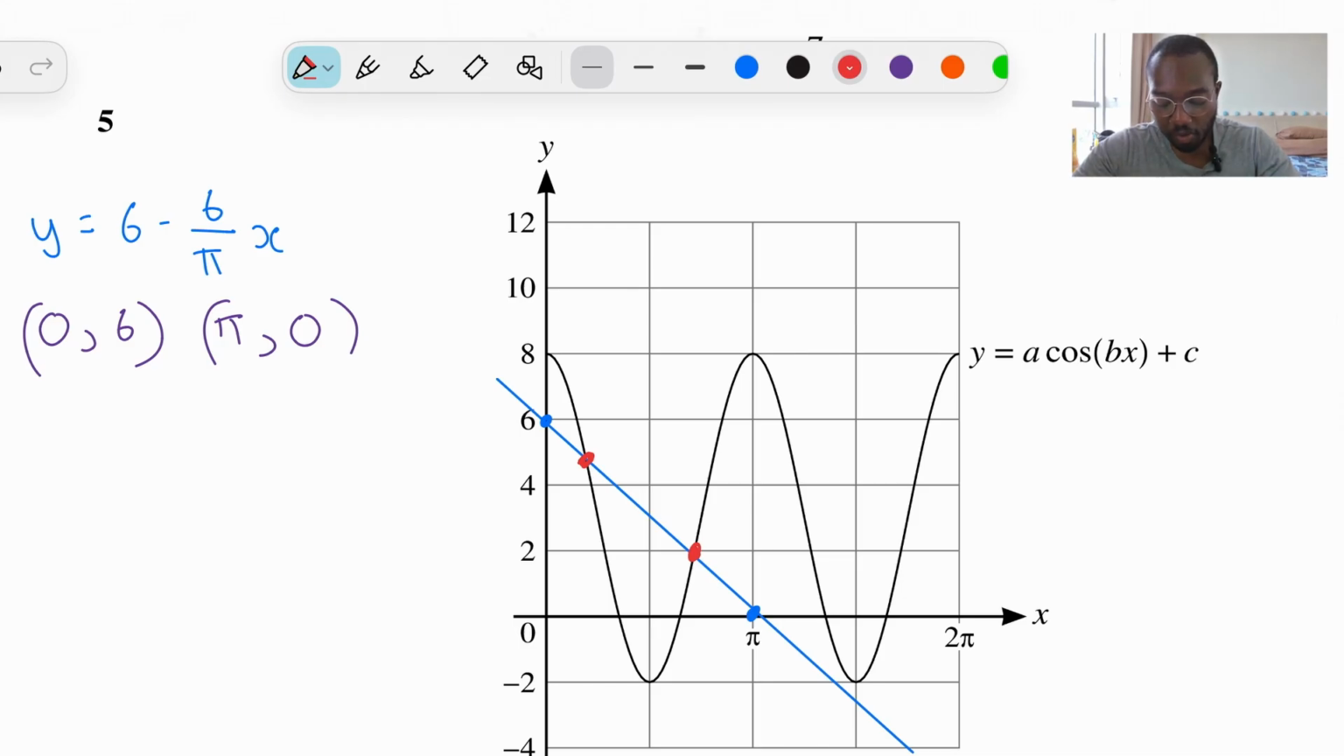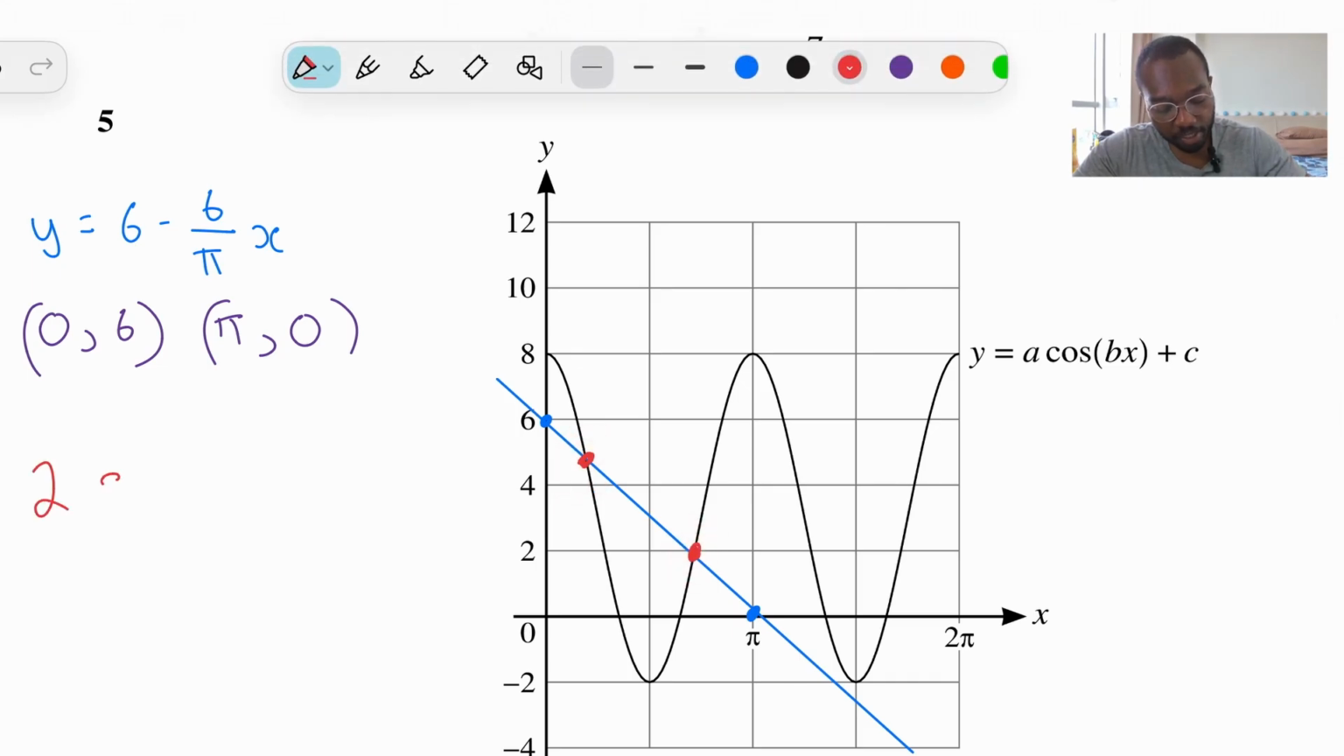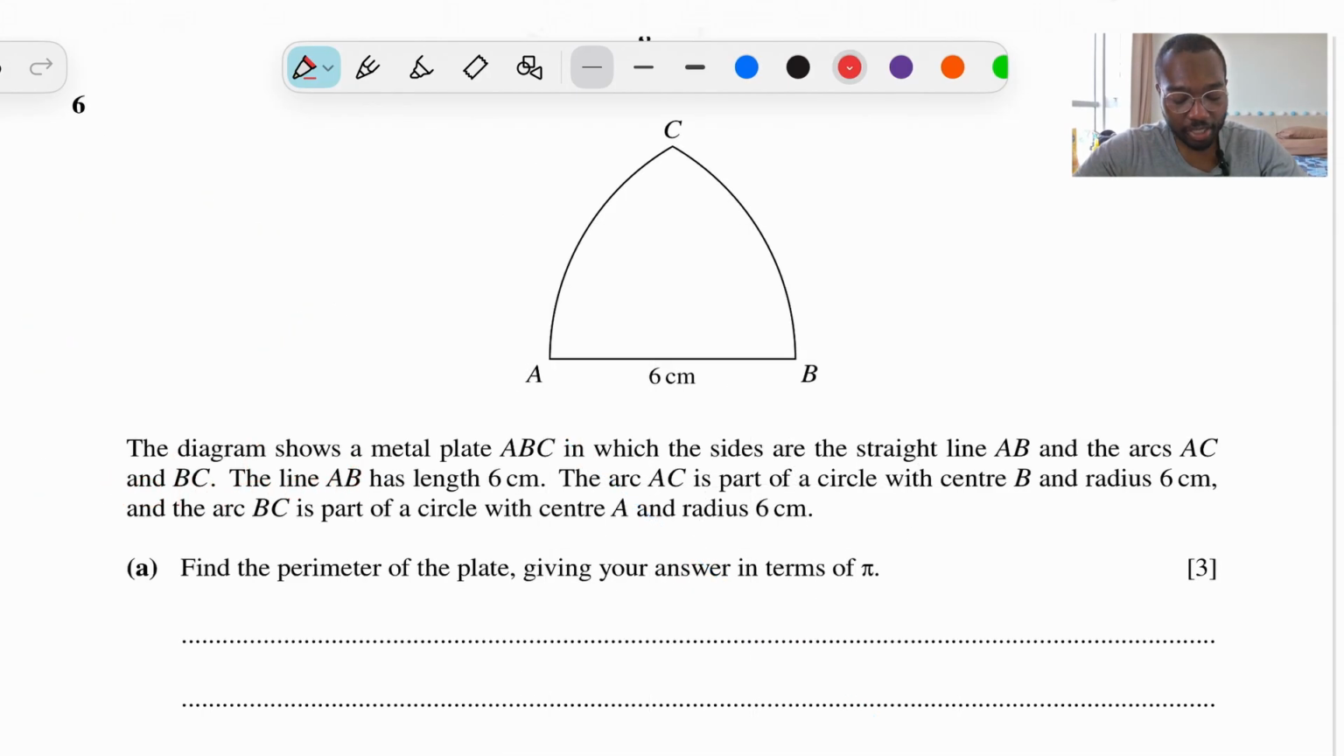Yeah, just so you don't accidentally include this point here, and then you say 3. But yeah, as you can see, it intersects at 2 points, here and here. Therefore, for this one, it would simply just be 2 solutions. For question 6, okay, we have this diagram.